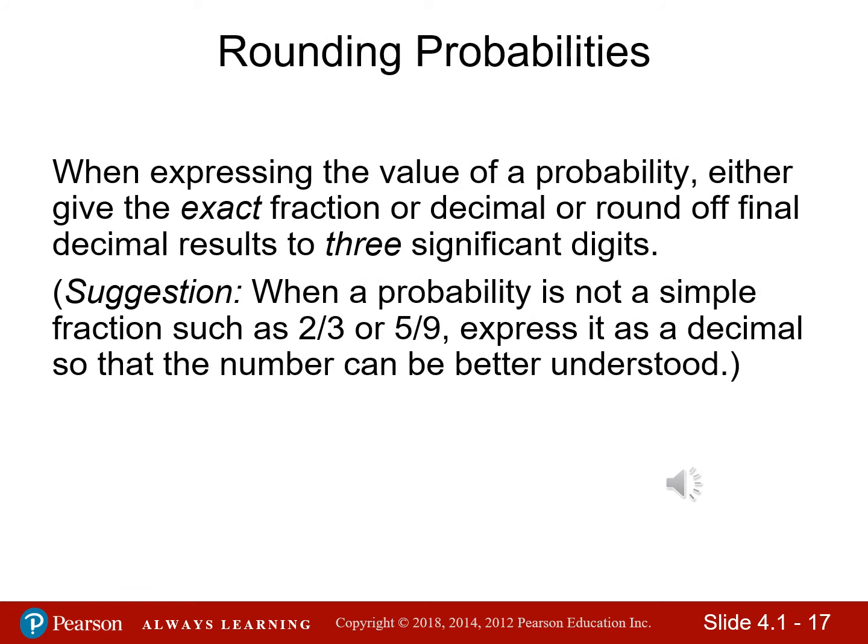When expressing the value of a probability, either give the exact fraction or decimal, or round off the decimal results to 3 significant digits. When the probability is not a simple fraction such as 2/3 or 5/9, we can express it as a decimal so that the number can be better understood.